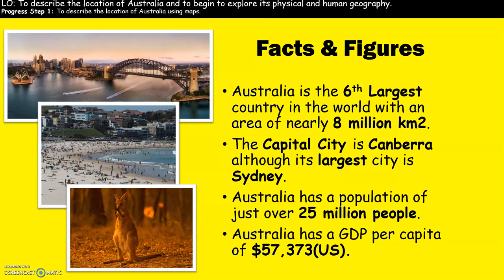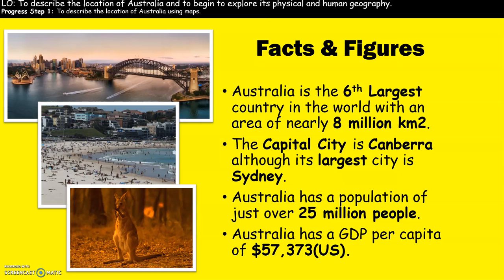Australia has a GDP, and GDP is gross domestic product, which is how much money per person on average. It's about 57,000 United States dollars, and that's roughly how much money they earn on average. Now that's an average, like I've said a few times now, and that's taken into account every single person's wage in the country and divided by the number of people who live there.